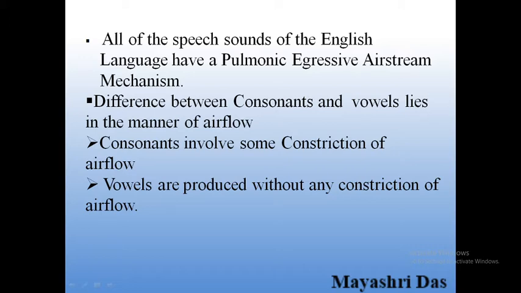The difference between consonants and vowels lies in the manner of airflow. Consonant sounds are produced through some friction and constriction of the articulators or speech organs, whereas vowel sounds are produced without any constriction of the airflow.